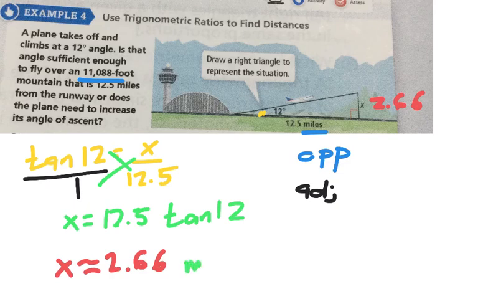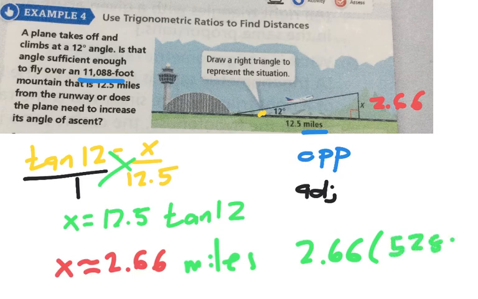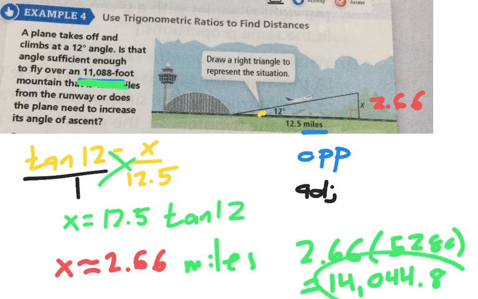So what we would do is take our 2.66 miles and multiply by how many feet are in a mile. That would be 5,280 feet. So 2.66 times 5,280. Let's do that. Give me just a second. So that means the plane is approximately 14,044.8 feet in the air. Well, is that high enough to get over an 11,000-foot mountain? It is, because the number is bigger than 11,000.